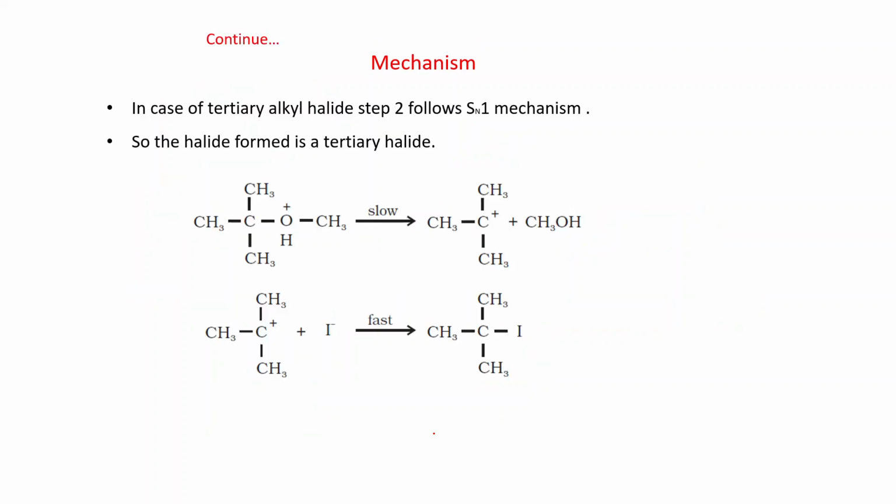But if we have a tertiary alkyl group, then step 2 follows the SN1 mechanism. So the halide formed is a tertiary halide. Like in the first step, the protonated ether is formed, and this is the second step. In the second step, if a tertiary alkyl group is present, then that will convert into a tertiary carbocation. And then in the next step, the tertiary carbocation is attacked by this I minus, and we will get this. I think this concept is clear. This mechanism is clear to you.